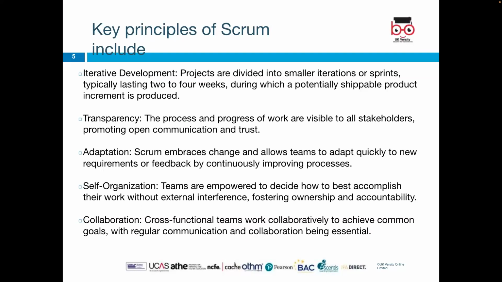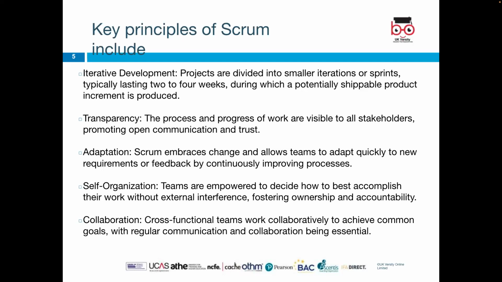What are the key principles of Scrum? This includes the first one, iterative development, second, transparency, adaptation, self-organization, and collaboration. So what is iterative development? This means that projects are divided into smaller iterations or sprints. You'll be given a project, and the project will be developed into smaller parts or smaller iterations, and it can last for like 4 weeks, which can potentially be a shippable product once it is produced.